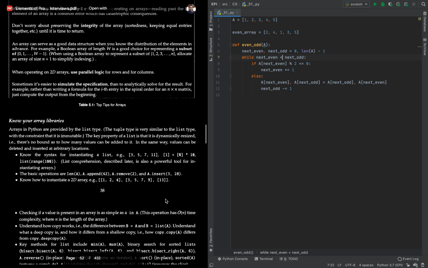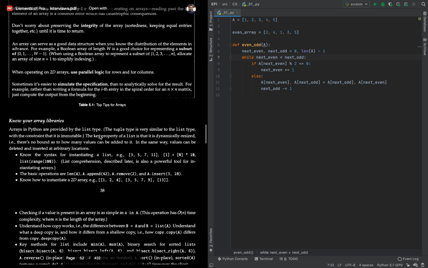Know your array libraries. Arrays in Python are provided by the list type. And the tuple, we've always been calling it the tuple. I think it's something to do with collections. Okay, I'm sorry, I'm blanking out right now, but I'll get back to you on that. Or not, and you can find out what it is on your own.